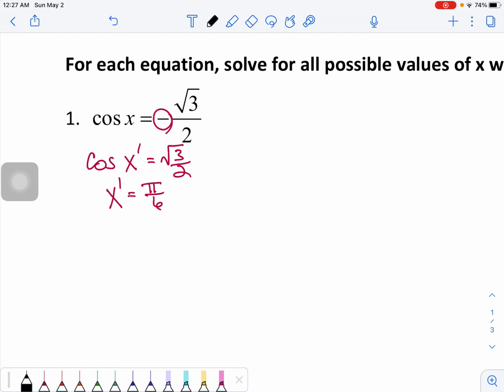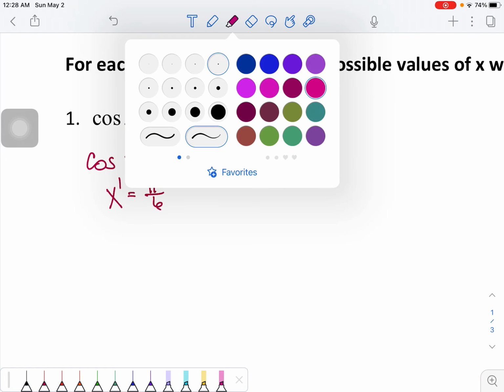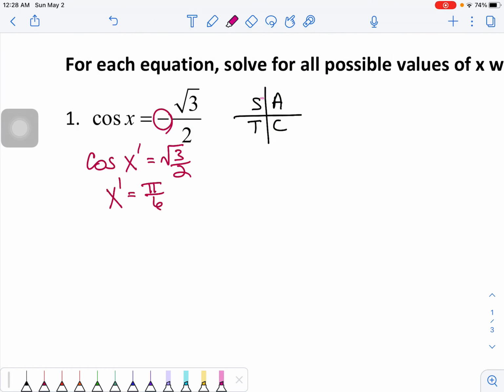Now, what are we going to do with this? Well, I do know in this problem, and this is problem number 1, cosine was actually negative. So on my ASTC chart, I want to identify where cosine is actually negative. And cosine is going to be negative in quadrant 2 and quadrant 3.